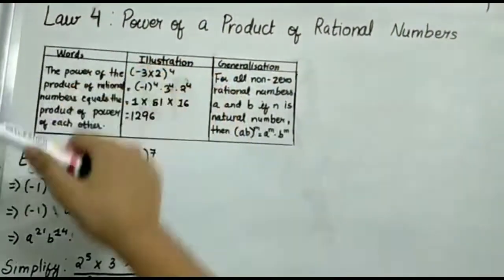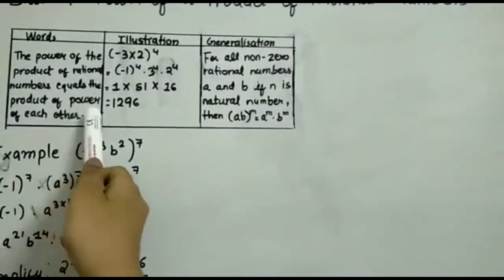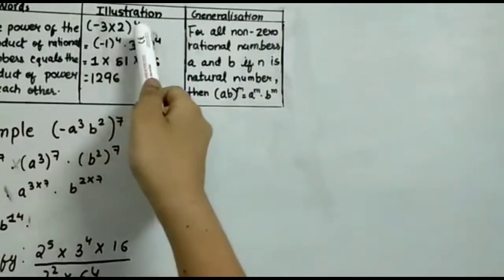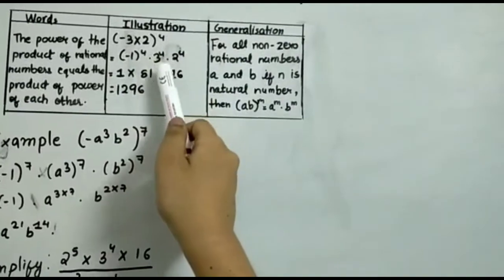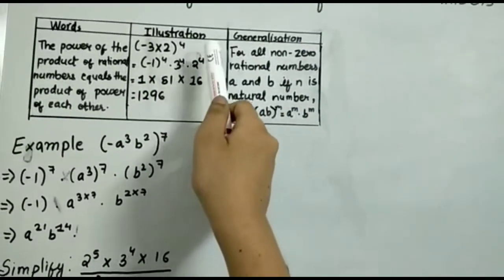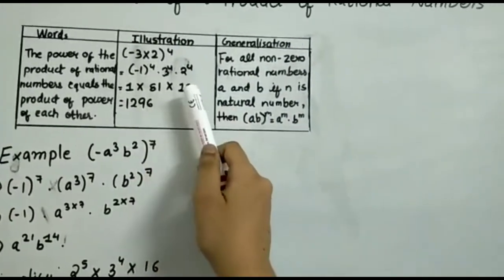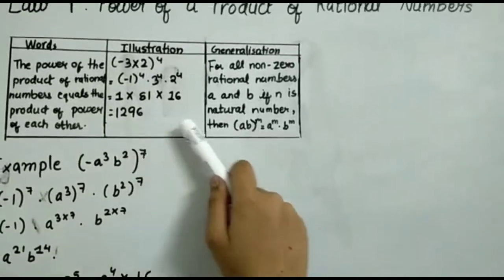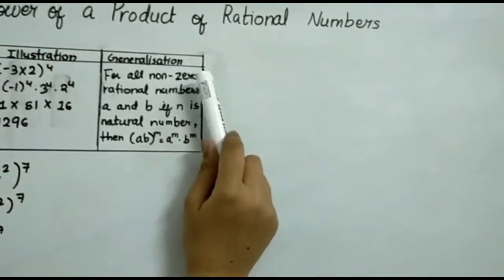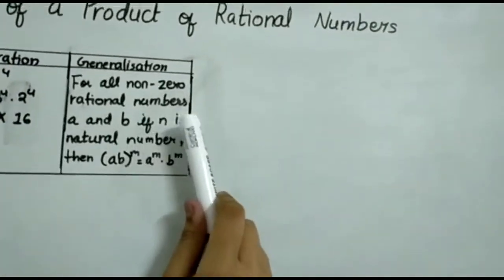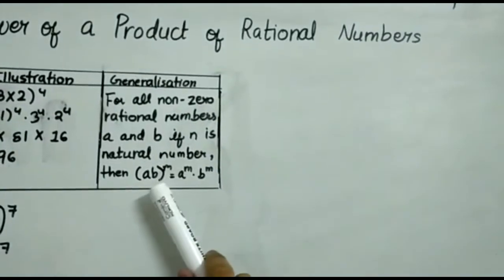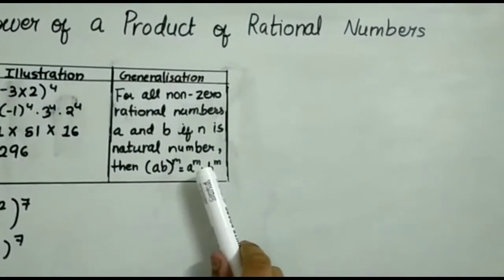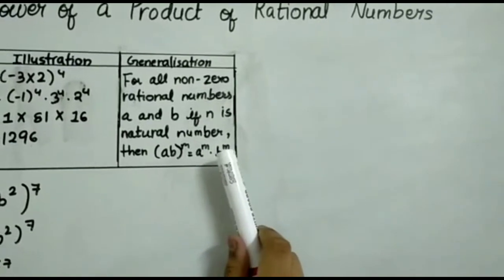Law for power of a product of rational numbers: the power of the product of rational numbers equals the product of the powers of each. Illustration: ((-3) × 2)^4 equals (-1)^4 × 3^4 × 2^4, which equals 1 × 81 × 16 equals 1296. Generalization: for all non-zero rational numbers a and b, if m is a natural number, then (ab)^m equals a^m × b^m.